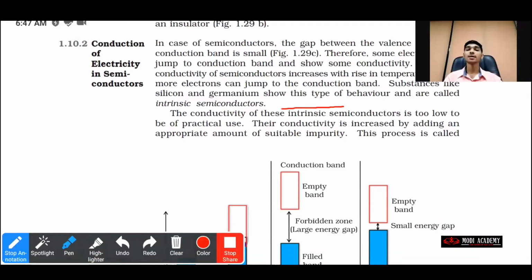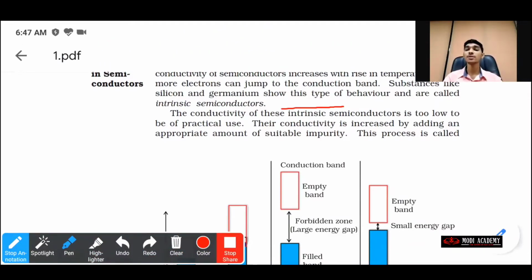Always remember that the resistivity of a substance always does what? The resistance or the resistivity of a substance increases with temperature. But this is an exception in a semiconductor, where the resistivity decreases with an increase in temperature. We can say, okay?